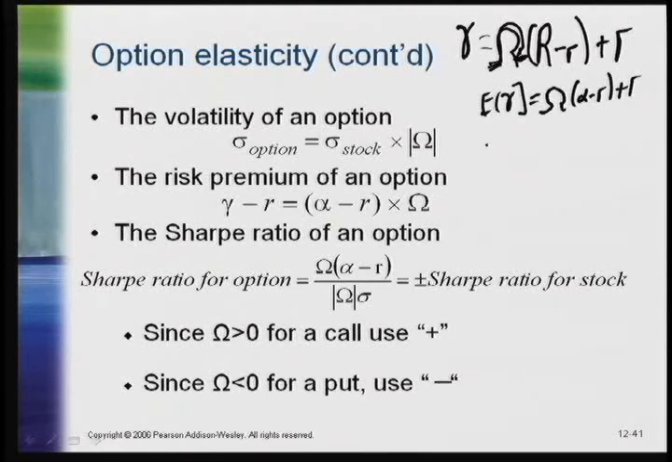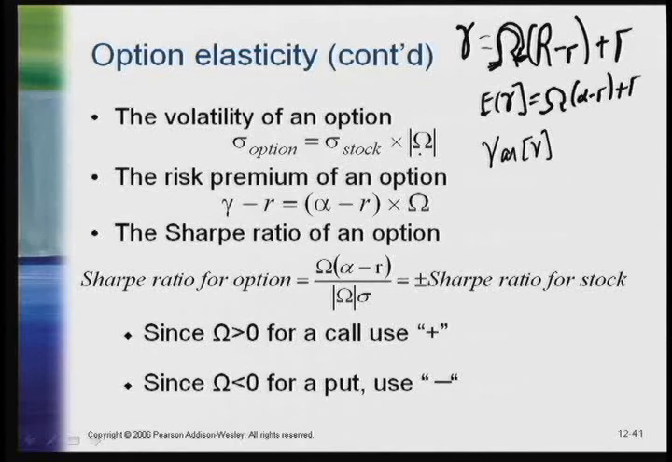I can also calculate the variance of this random gamma and calculate the standard deviation. When I calculate the variance, I get omega squared. When I calculate the standard deviation, I get the absolute value of omega. So it says that the volatility of the option is the volatility of the stock times the absolute value of omega. So in our example where the volatility of the stock is 30%, we would multiply that volatility by around 4 for those call options we saw examples of earlier, and it would be more like 120% for the vol of the option.